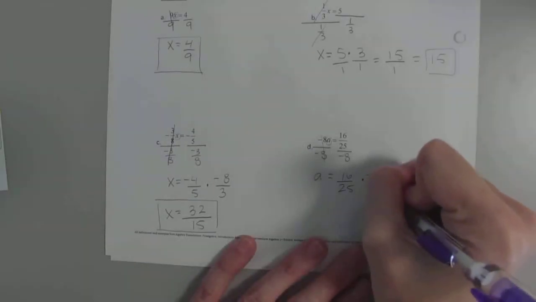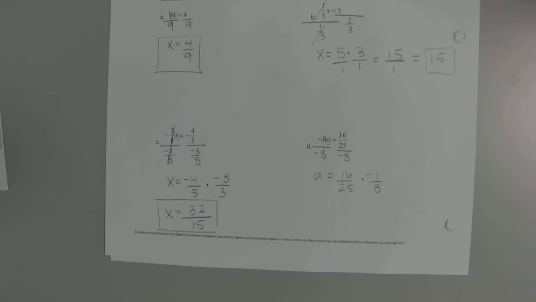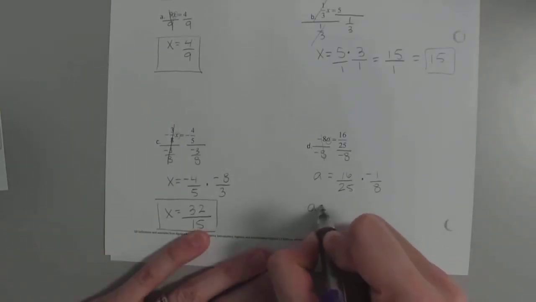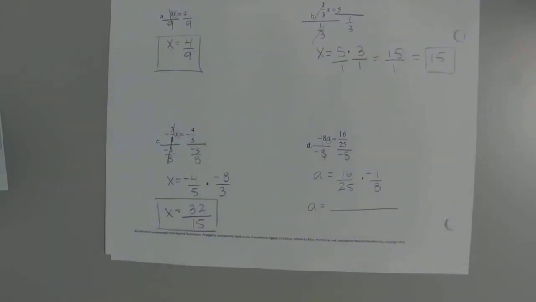Over here, we have 16/25 times, what's the flip of negative 8? 1 over 8, right? So that's negative 1 over 8. Whenever you have to flip a whole number, that whole number is technically over 1, right? So when you flip it, it's 1 over that number.